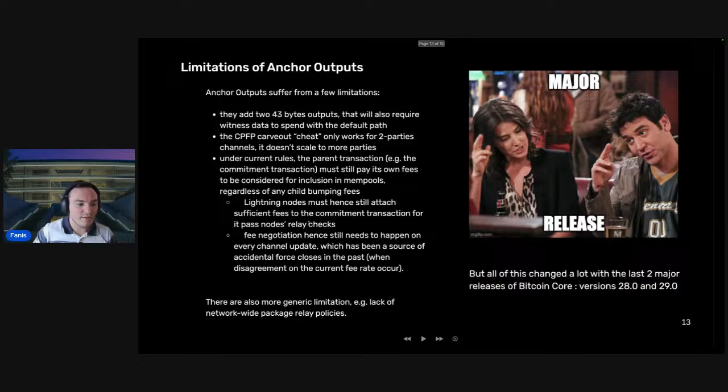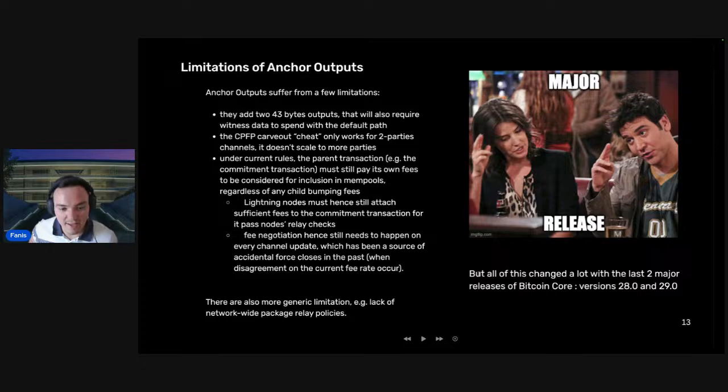And so since we don't have yet, but it's coming, network-wide package relay policies, CPFP, child pays for parent, could still fail, even with a big child that pays a lot of fees, if the fees that the parent pays are still too low with respect to the current dust limit, which evolves depending on how congested the mempools are. I hope it was clear enough.